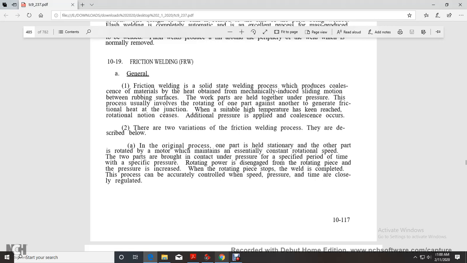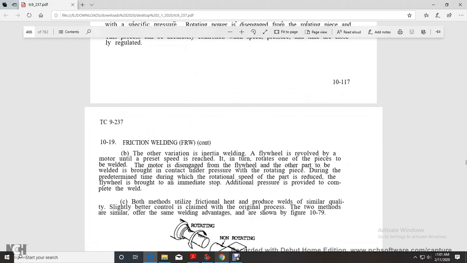They are described below. In the original process, one part is held stationary and the other part is rotated by a motor that maintains a constant rotational speed. The two parts are brought into contact under a specified pressure for a specified period of time. Then the power to the rotating piece is disengaged and the pressure is increased. Once the welding is complete, the process is accurately controlled with speed, pressure, and time closely monitored.